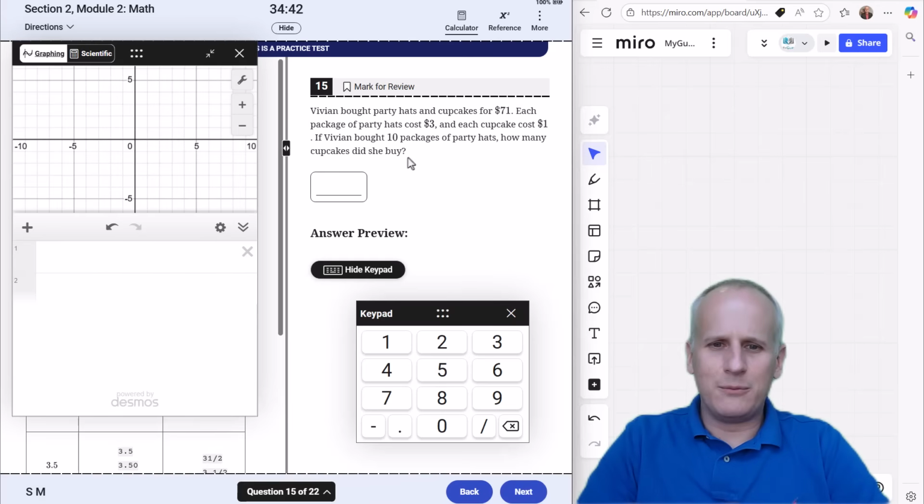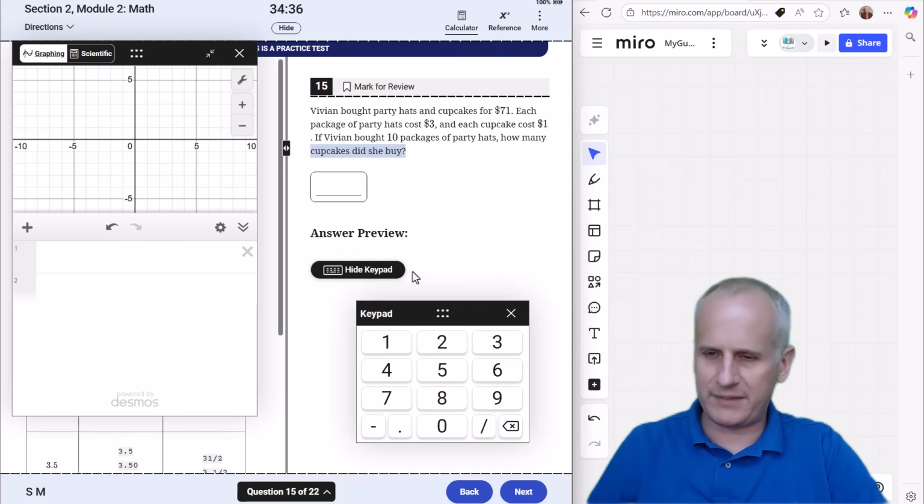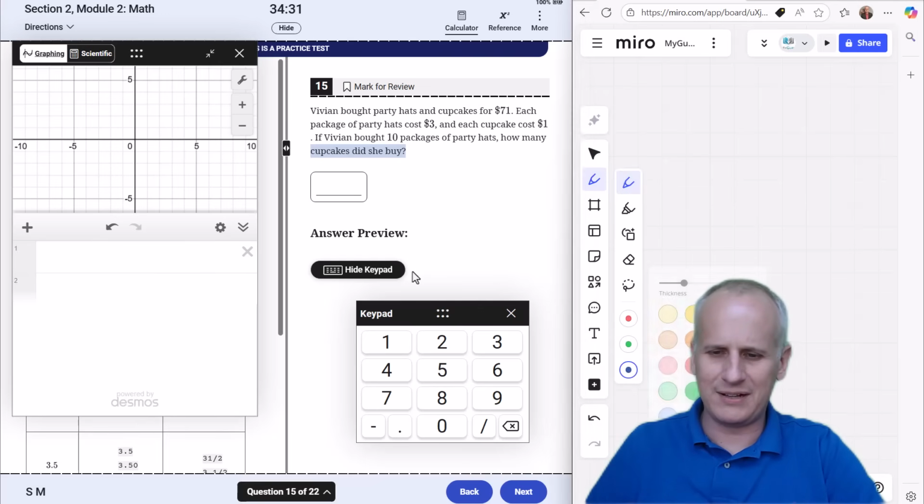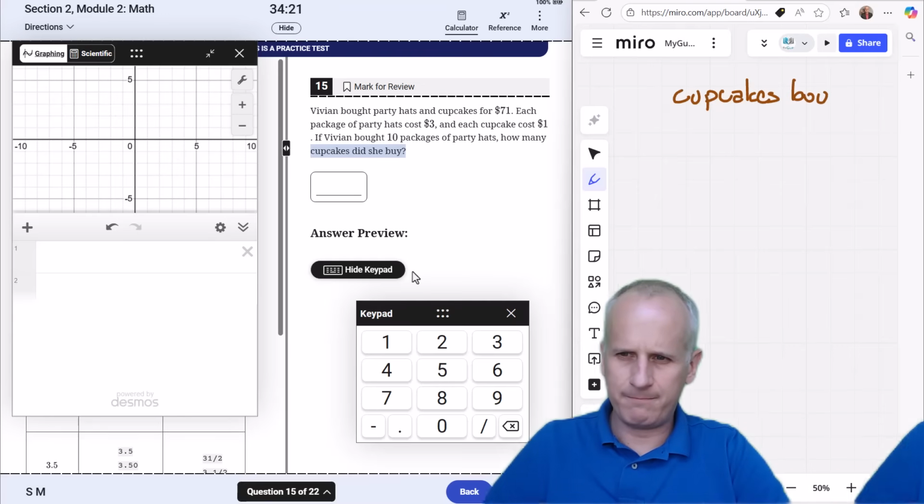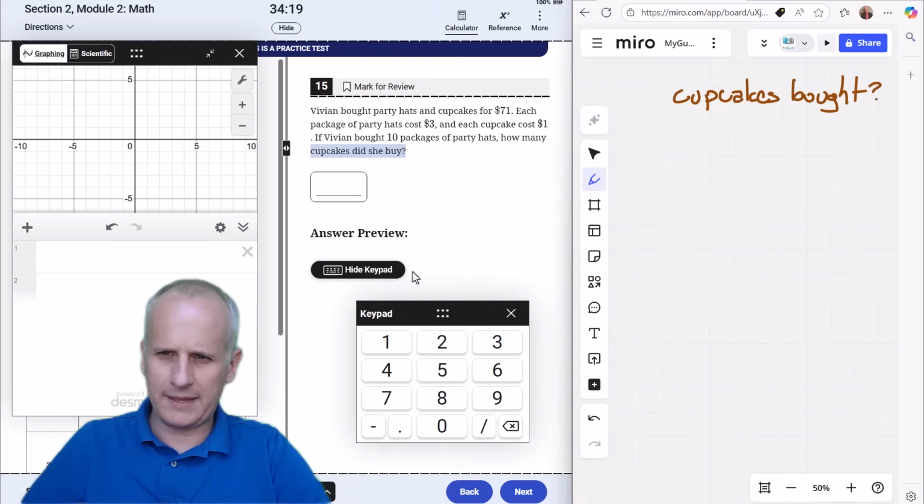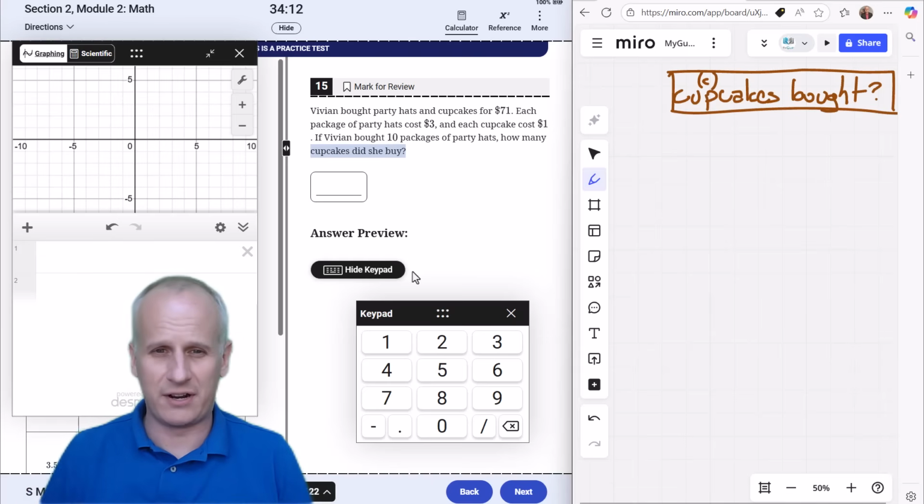Then, number 15, we're being asked for the number of cupcakes that Vivian bought. So when you've got more complex structures, again, multiple variables, that sort of thing, we're more inclined to track it algebraically on our scratch work. But we need to get down what we're being asked for first. We want the cupcakes bought. And we're going to just put that in a box so we don't lose sight of it. And we'll just call that C in parentheses. That's going to be the C variable.